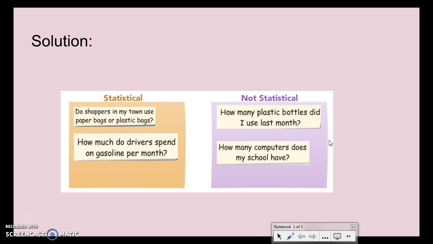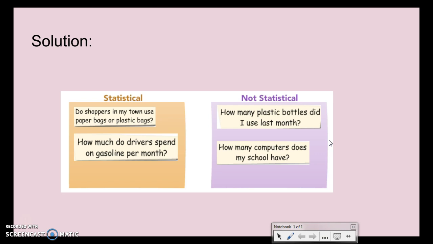How much do drivers spend on gasoline per month? Well, it depends on how far the driver drives. Miss Leopard might spend a little bit more than Miss Kennedy because I'm only going to school, only the 8-minute drive, where she has to drive a lot longer than I do. It depends on the car they have. It depends on what grade of gasoline they get. There are tons of factors that go into that question.